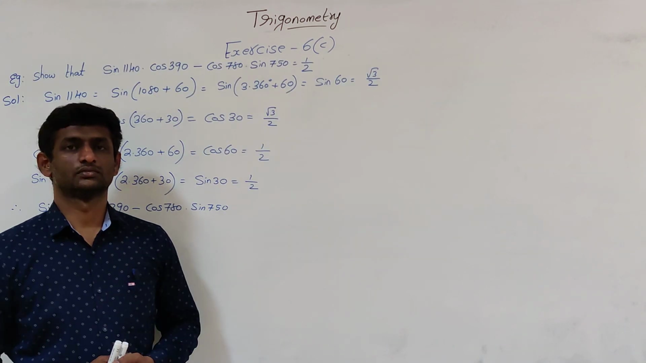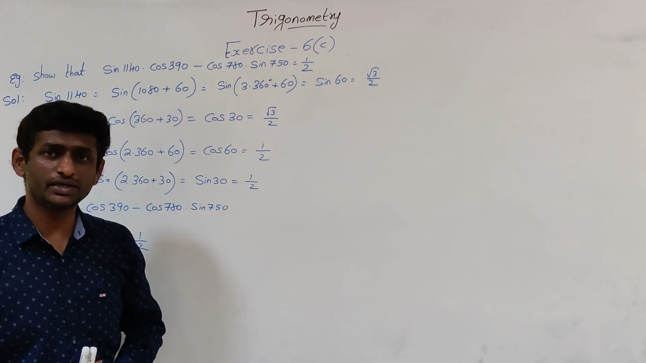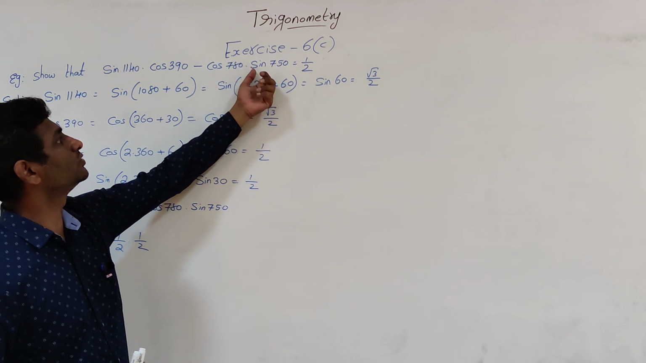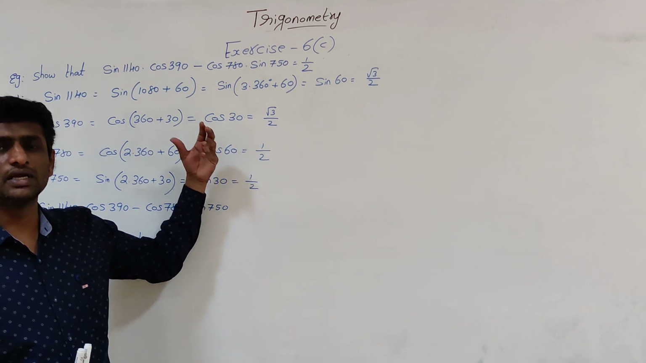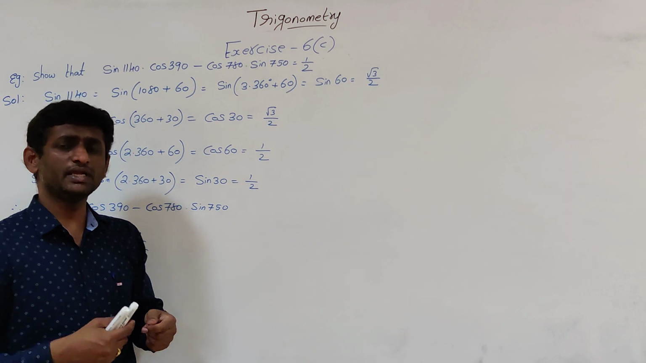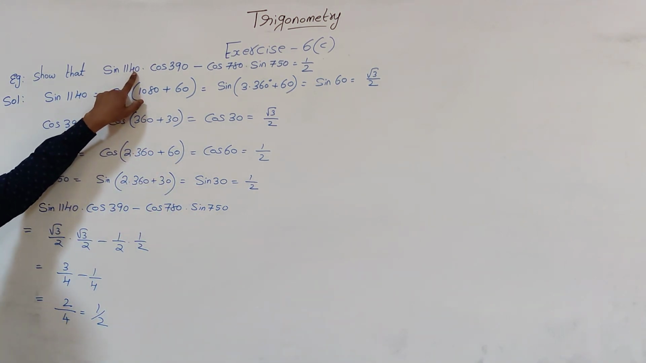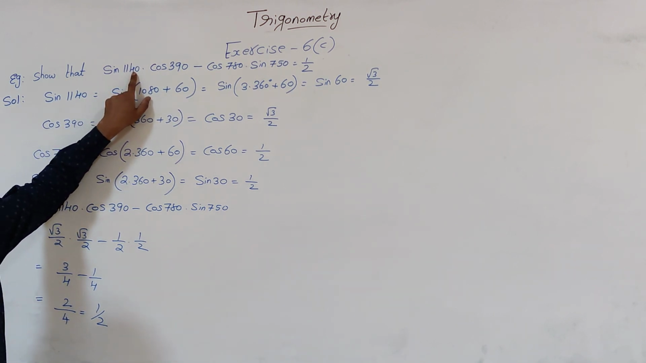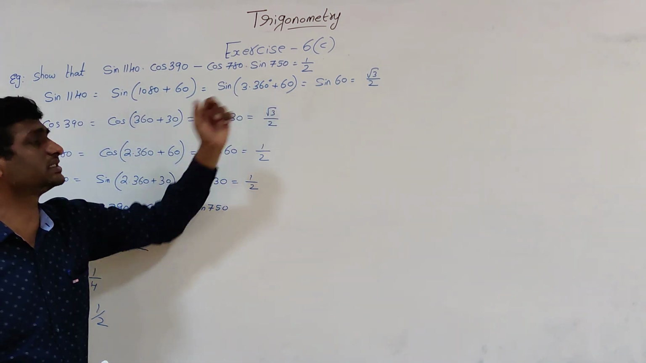Next question. Show that sine of 1140 degrees into cos 390 degrees minus cos 780 into sin 750 is equal to 1 by 2. If you clearly observe, the angles are different, so we have to bring them into a simpler form. Sine of 1140 degrees: what is its value? 1140 means it is sine of 3 times 360 plus 60.